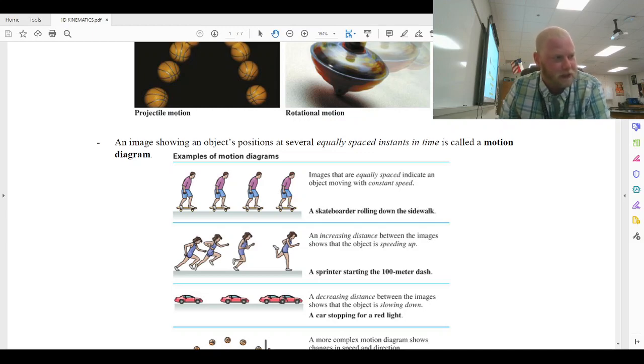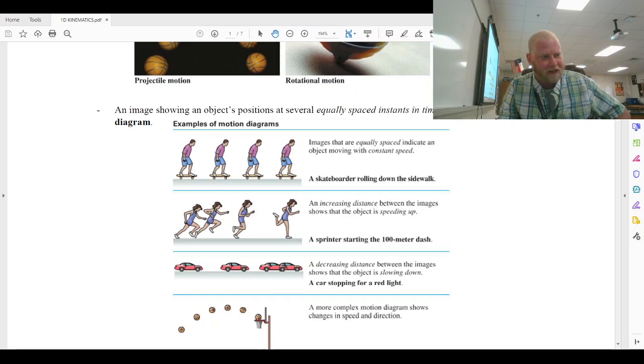If, for instance, we look at this jogger here, notice what happens. Again, this would be time 0, time 1, time 2, time 3. Between 0 and 1, she covers a very small distance. Between 1 and 2, she covers a larger distance. Between 2 and 3, she covers an even larger distance. So that tells us that as time goes on, she's covering more and more distance per second elapsed, which means that she has to be speeding up.